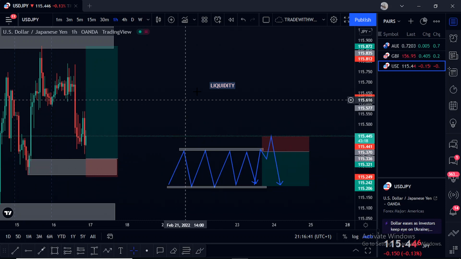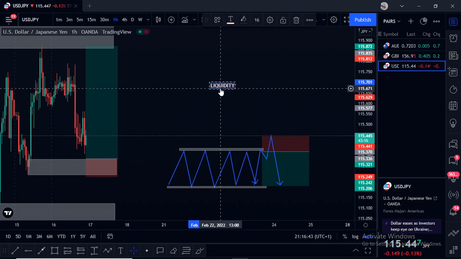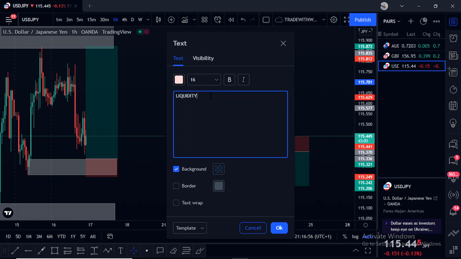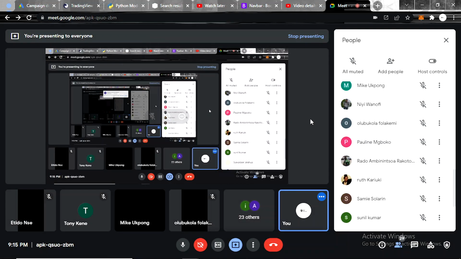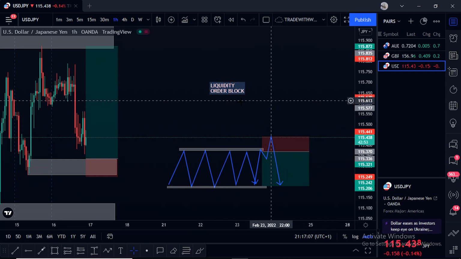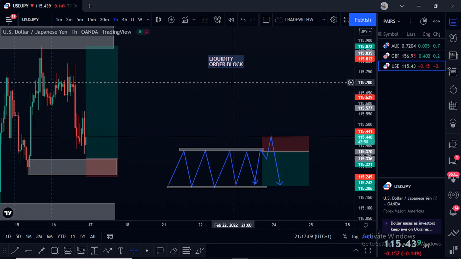The second term I have here is order block. Now, what is an order block? An order block is a sort of candle that was formed before a liquidity grab, formed before an impulsive move. Let's bring this out. An order block is a candle that was formed before an impulsive move.